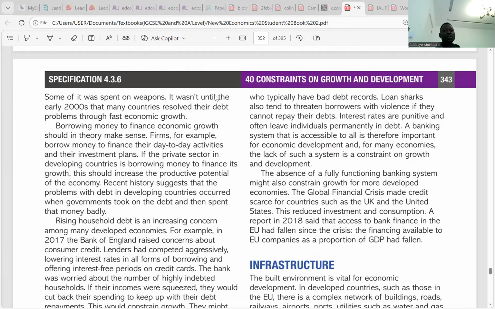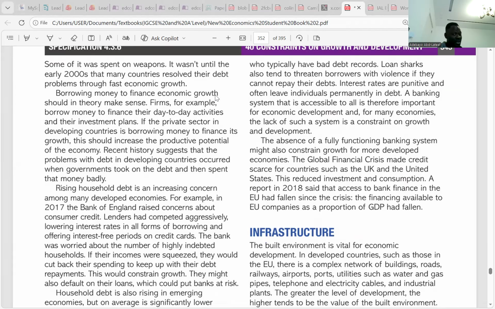Borrowing money to finance economic growth should in theory make sense. Firms, for example, borrow money to finance their day-to-day activities and their investment plans. If the private sector in developing countries is borrowing money to finance its growth, this should increase the productive potential of the economy. Recent history suggests that the problem with debt in developing countries occurred when government took on the debts and they spent the money badly.